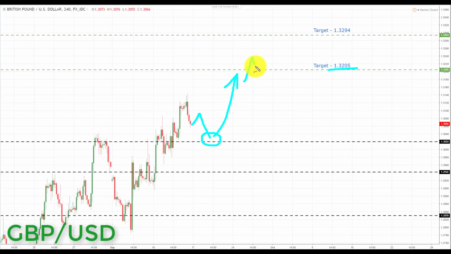And if we get a breakthrough here, we're going to be looking up towards the next key area of resistance to the upside after that, and target 2 at 1.3294.